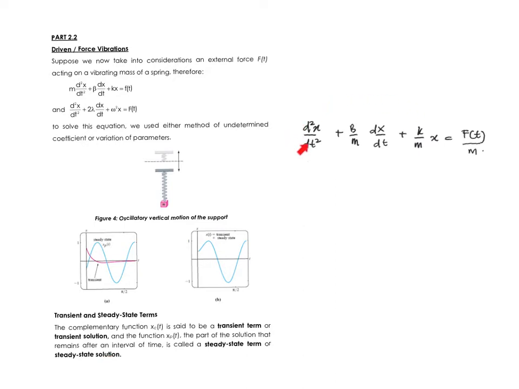We will use this one to solve for x_c(t), and then we use f(t) to solve for x_p. So this one is the transient solution, and the other is the steady state solution. And then x(t) is the transient plus the steady state.